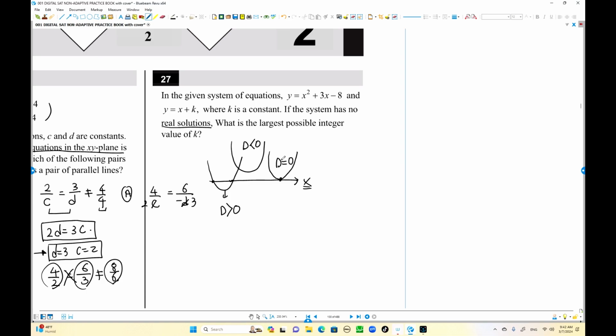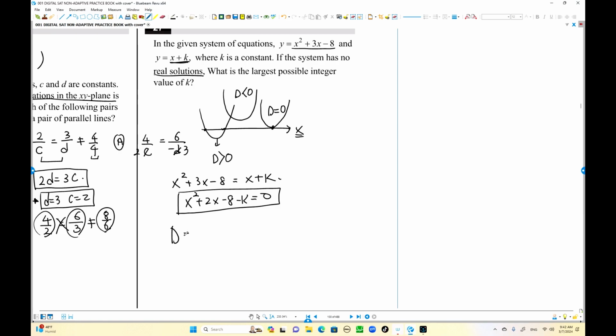Now let's find the quadratic equation. Because this is not 0, right? That's why we're going to set up the equation again. X squared plus 3x minus 8 equals x plus k. Now set up the right side. 3x minus x is what? 2x minus 8 minus k equals that. This is we set quadratic equations, standard form. Now we can apply discriminant.